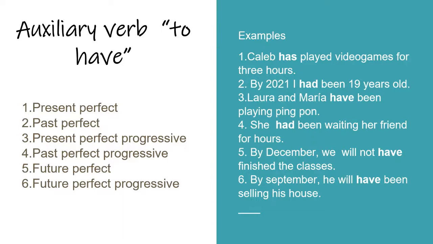The auxiliary verb to have comes before the main verb conjugated in past participle form. Has, had, have, had, and have. These are the auxiliary verbs.